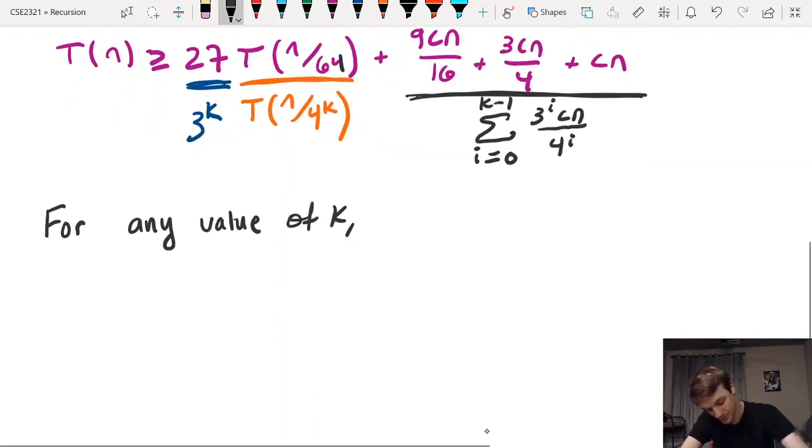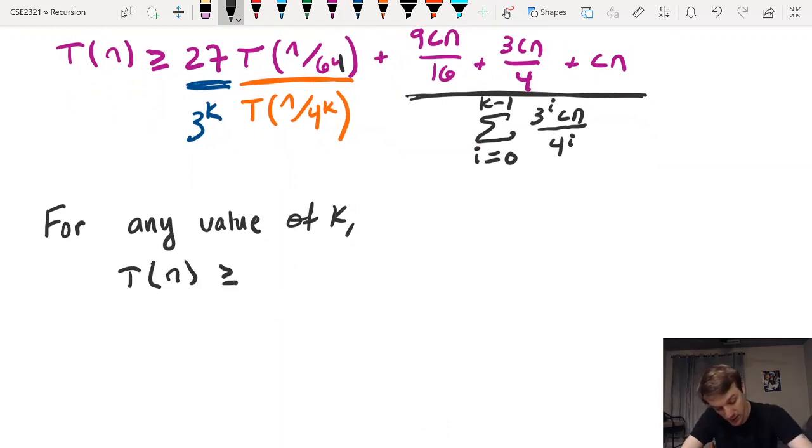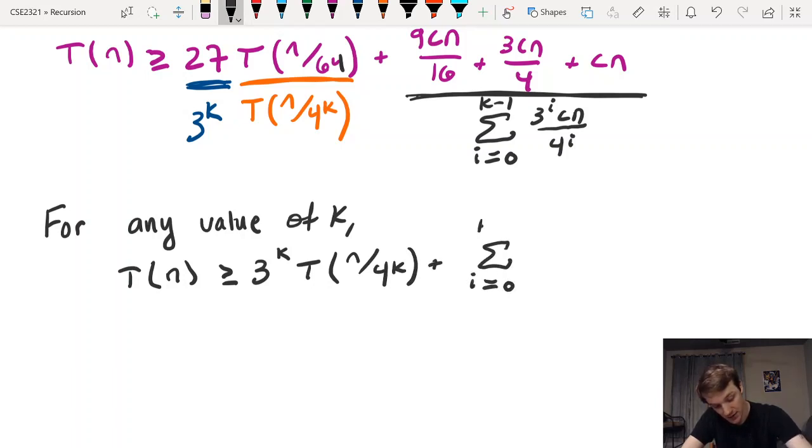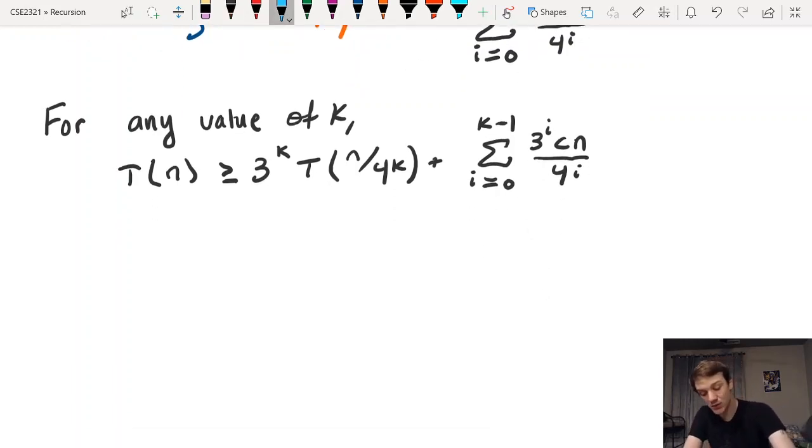That T(n) is greater than or equal to 3 to the k times T(n/4^k) plus the sum from i equals 0 to k minus 1 of 3 to the i times c times n all over 4 to the i. We need to identify when the recurrence relation terminates, so it stops when the thing inside of T, which in this case is n over 4 to the k, is equal to the base case.